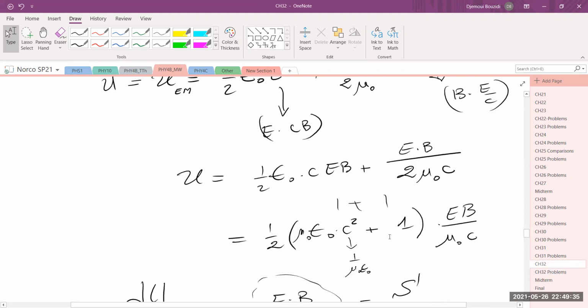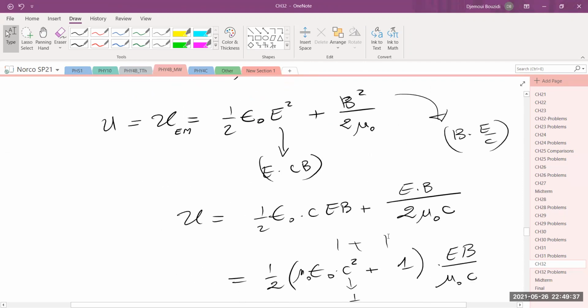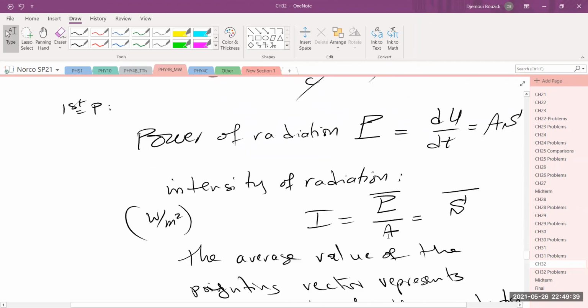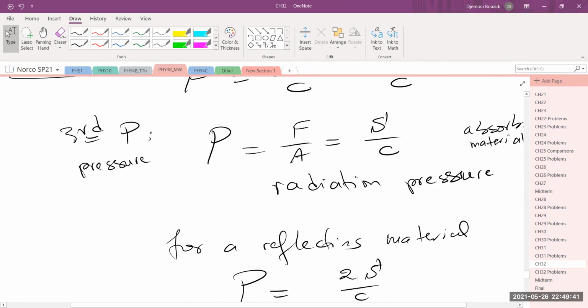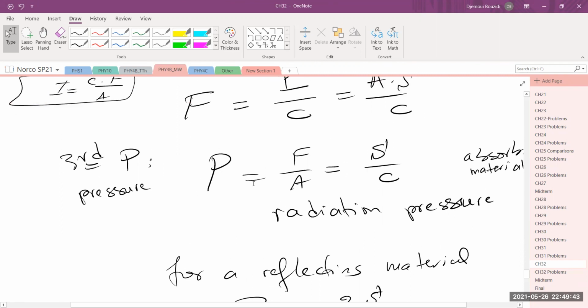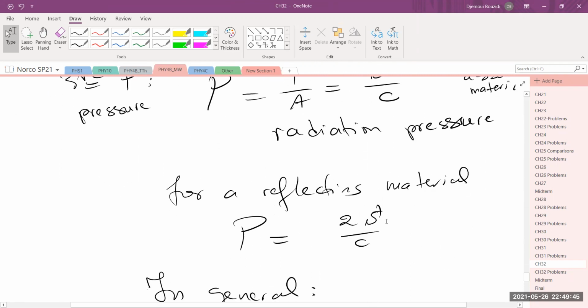So if you guys remember, the pressure from the lecture has a 2 in it for the reflecting, and 1 for the absorbing material. The pressure is going to be S over C, and for the reflecting material, it's going to be 2S over C. So it's going to be better to have it reflecting, because as the wave bounces back, it's going to move further, faster. So that's the first question, which is easy to answer from the lecture.